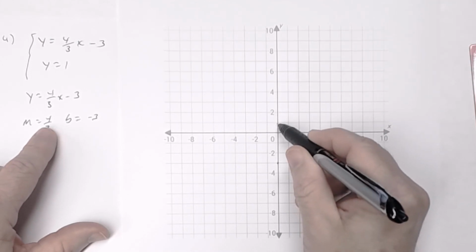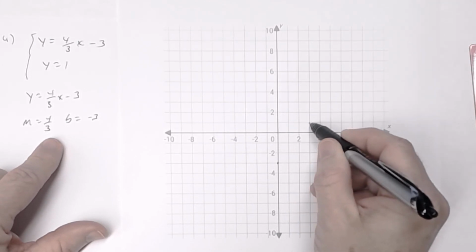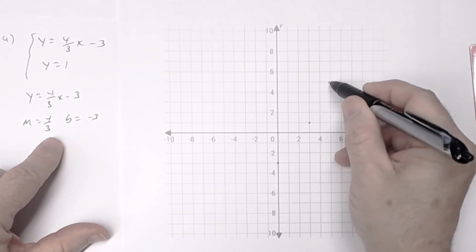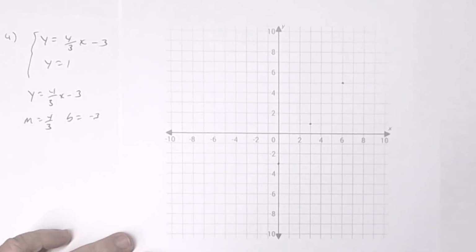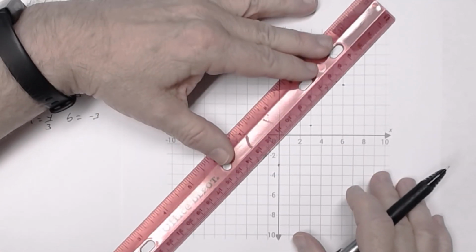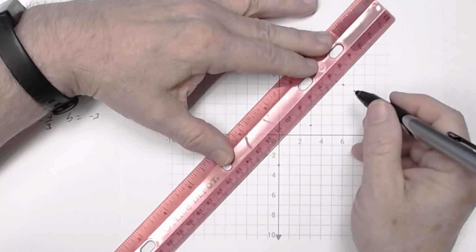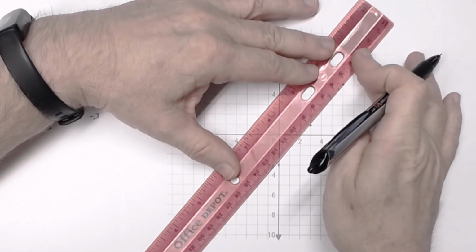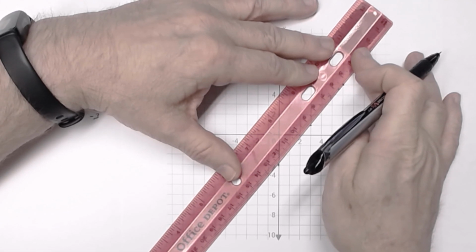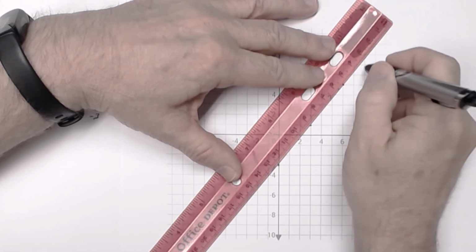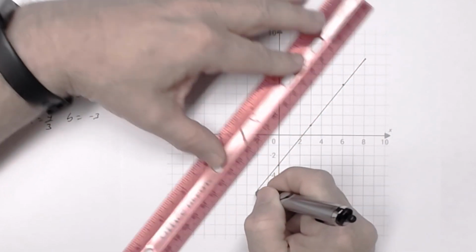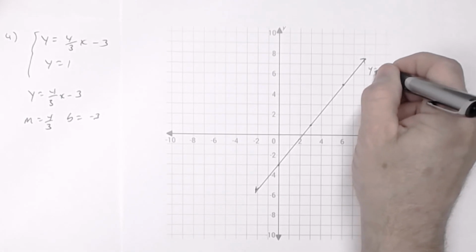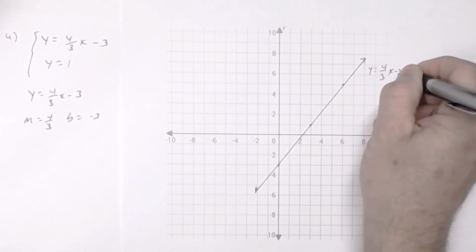1, 2, 3, 4. And to the right 3: 1, 2, 3. Up 4: 1, 2, 3, 4. To the right 3: 1, 2, 3. And then when I graph that line, again, do the best you can. Let's see what we get. Hopefully I'll do as best a job as I can with this. All right, so there's that line. So that's the line y equals 4/3 x minus 3.